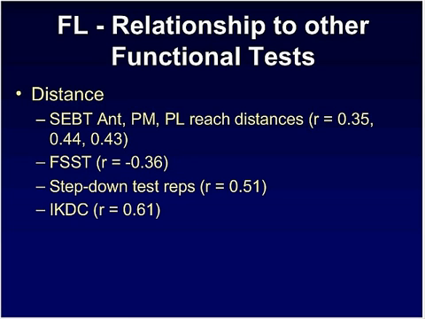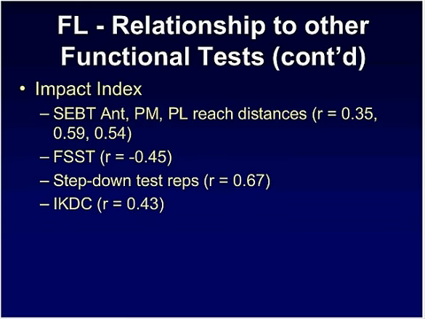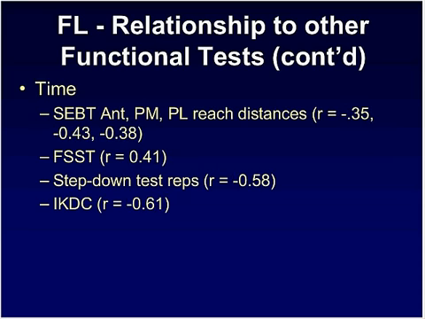We've realized that there's no one outcome that answers all the questions. You've got to look across the board from a performance standpoint, from an isolated strength perhaps, and from a self-report and clinical diagnostic outcome. Impact index, again, in all three directions for reach distances, FSST, step down test, and IKDC, continue to be relatively high to forward lunge. For time, we see the same things again. As time goes down, we see reach distances increase, and also our self-report measures go up as time goes down.